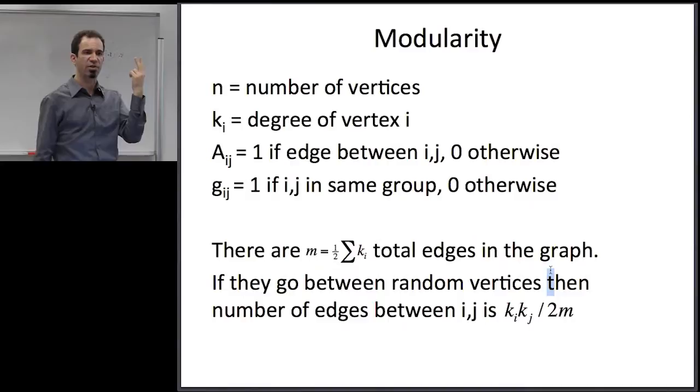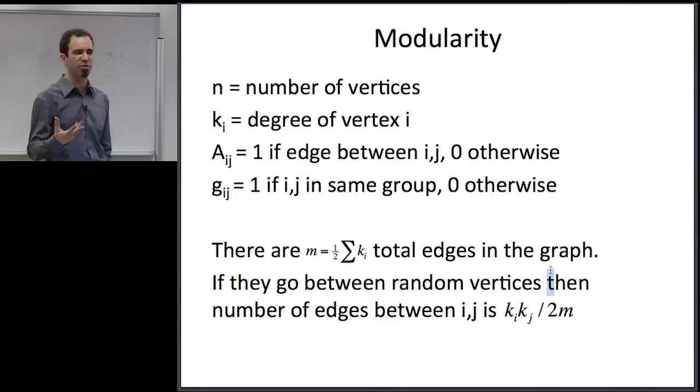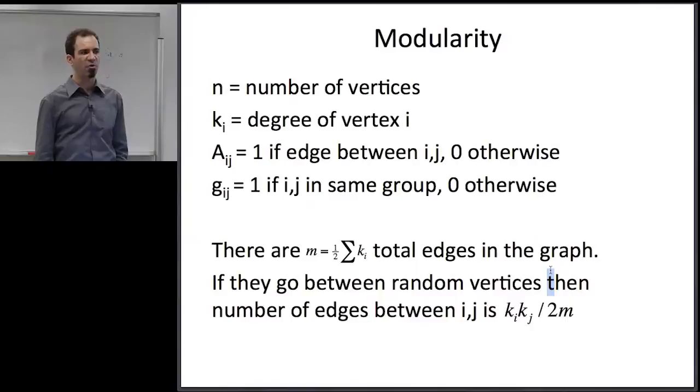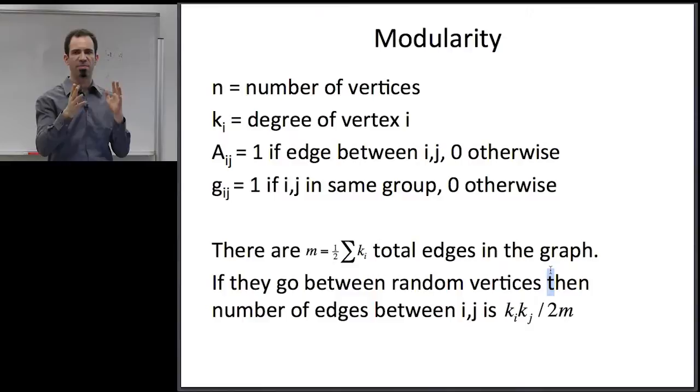And then we have this other variable, g, which tells us if two nodes are in the same group or not. And that's sort of the point of the exercise, to compute g, to figure out how to split them. But what we're going to do is first derive a formula that tells me how good any possible splitting of these nodes into two communities is. And then I'm going to try to find the split that maximizes that quality.